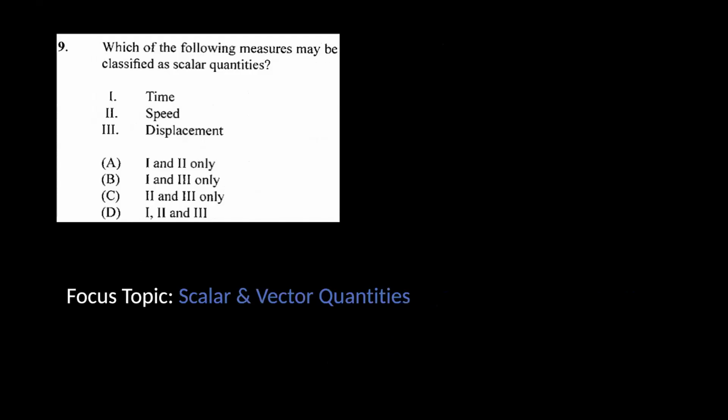All right. Now, scalar quantities, we know those are quantities that do not have direction associated with them, and those would be time and speed. Displacement is a vector quantity because it is the distance traveled in a specified direction, or the movement from its rest position that an object takes. So that would be options 1 and 2. And so there is A.